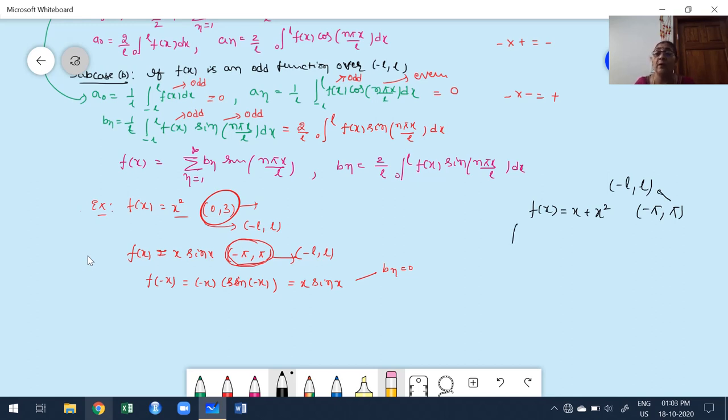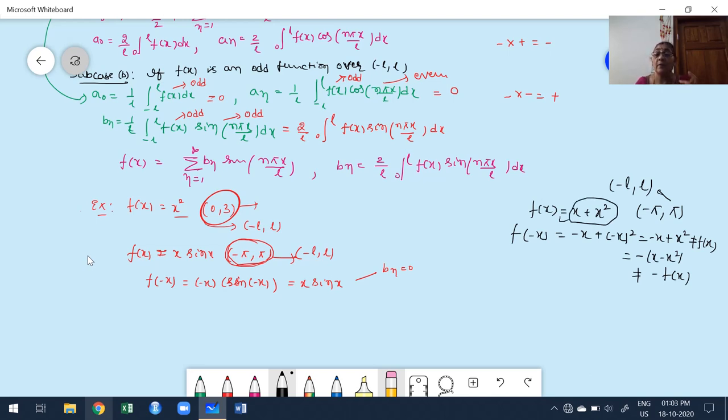Now I go for even or odd. Replace x by minus x. What do we get? Minus x is minus x, minus x whole square is plus x square. So we get minus x plus x square. It's not equal to f of x. Suppose I take the minus outside, what happens? x minus x square. This is also not equal to minus of f of x. Observe here, the given function is in the form of the second case, but the function is neither even nor odd. Therefore, such a type of function is treated as neither an even nor an odd function.